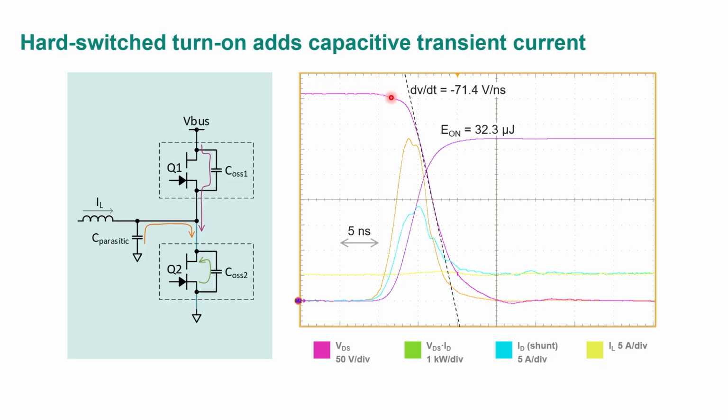Here's the dV/dt in the magenta color. This is now at 5 nanoseconds per division. This is a pretty fast transient. The dV/dt is about negative 70 volts per nanosecond. And I'm measuring the drain current of Q2 with a shunt. That's the blue here, at 5 amps per division. So here's 5, 10, 15, almost 20 amps peak.